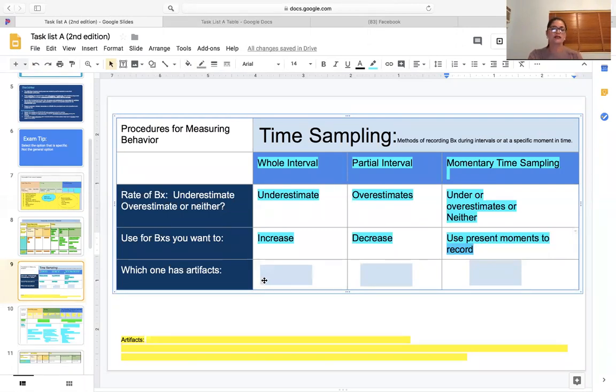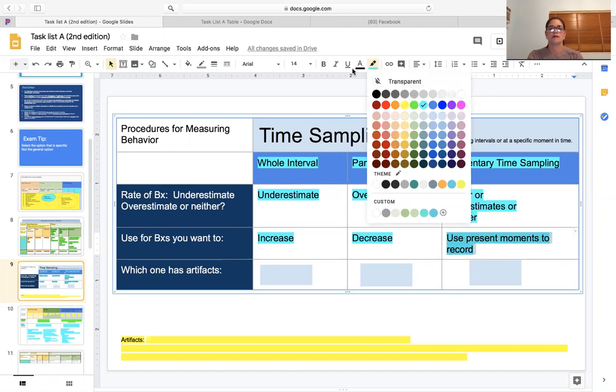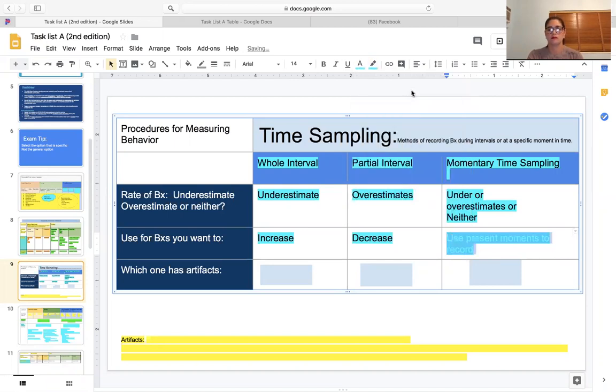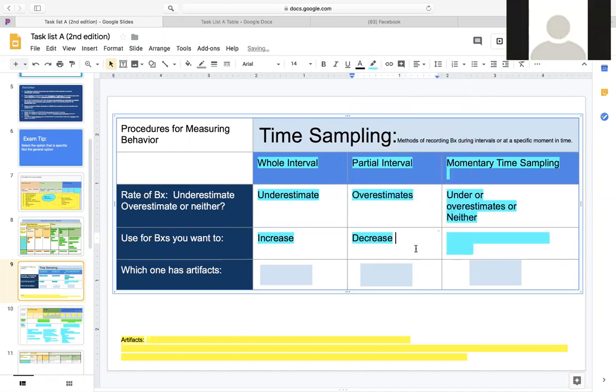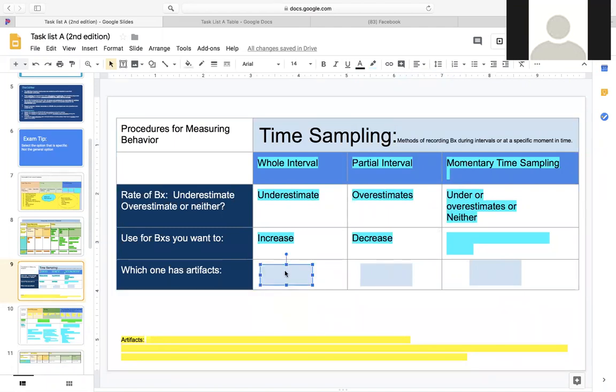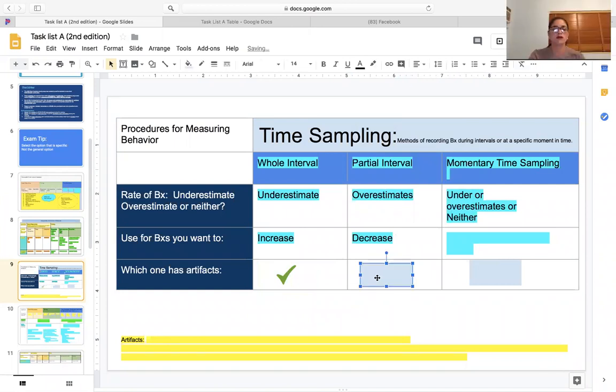Which one has artifacts, guys? Whole interval, partial interval, or momentary time sampling? Isn't it all of them since they're part of this continuous measurement? Okay, Matt thinks it's all of them. Who else thinks it's all of them, or none of them, or one of them? Okay, so let's see. It is all of them, guys.